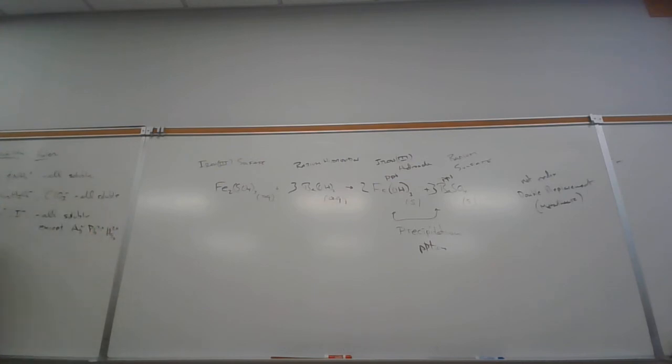What's this Hg2 2 plus called? Is that mercury 2 or mercury 1? It's 1. This is mercury 1. It's often confused. So if I had silver chloride, it's insoluble. Lead 2 bromide is insoluble. Mercury 1 iodide is insoluble. In fact, any of these cations paired with any of these anions will be insoluble.